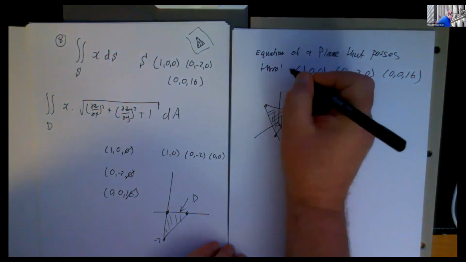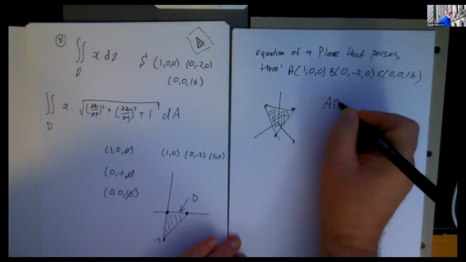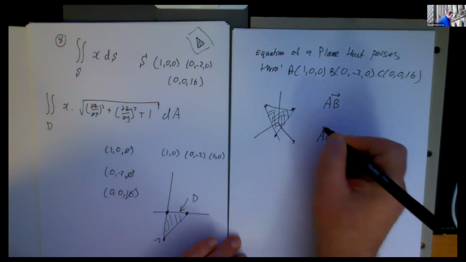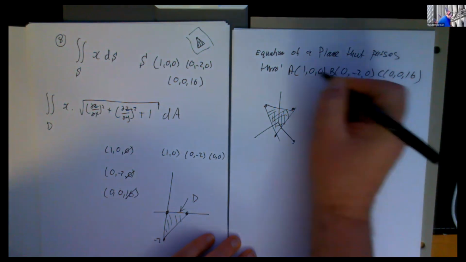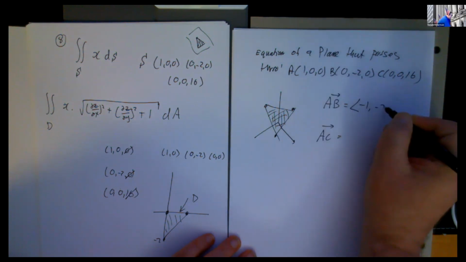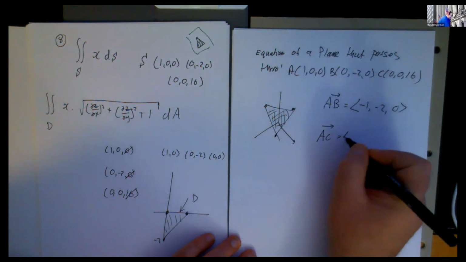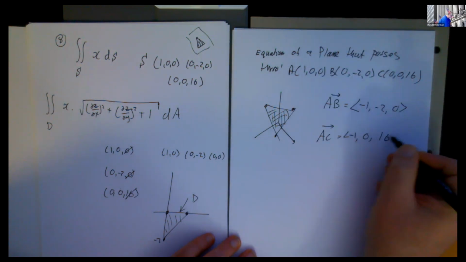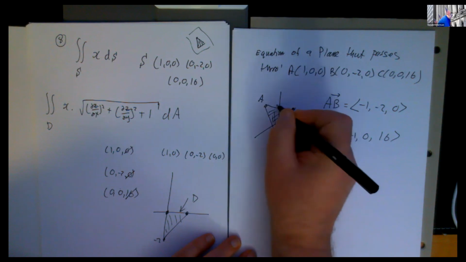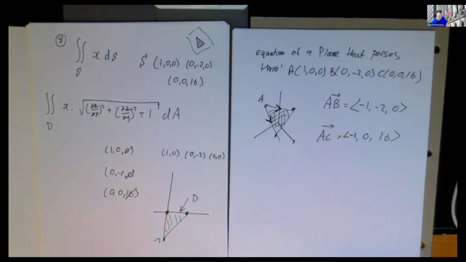Okay, I'm going to call this guy A, this point B, and this point C. I'm going to find the vector joining A to B and the vector joining A to C. The vector joining A to B is -1, -2, 0. The vector joining A to C is -1, 0, 16. So if you pretend that's A, I've just found this vector here and this vector here.